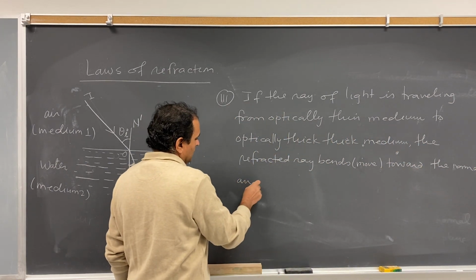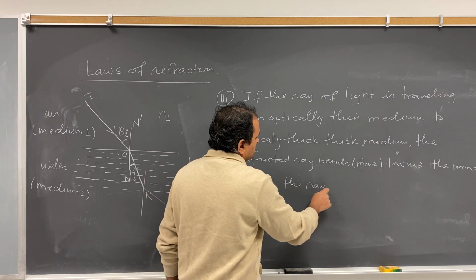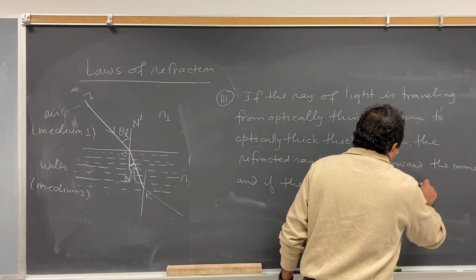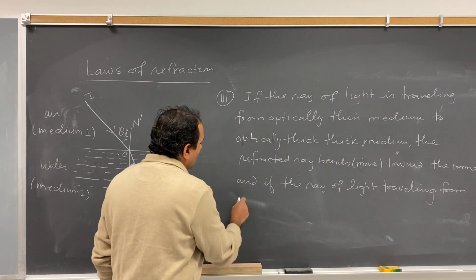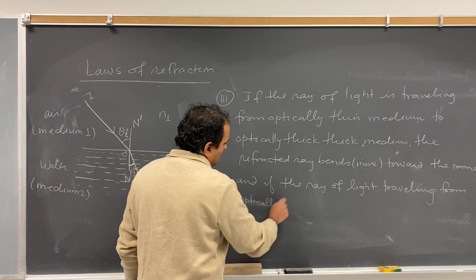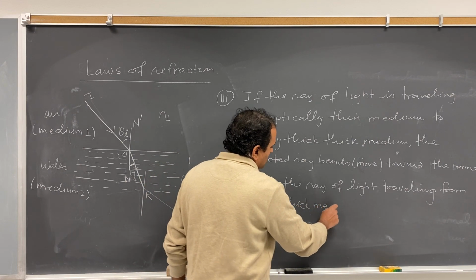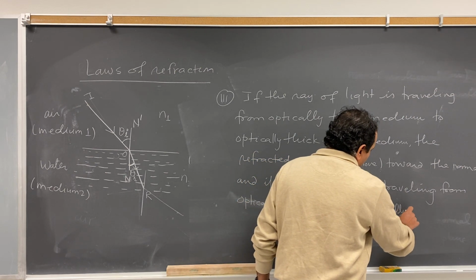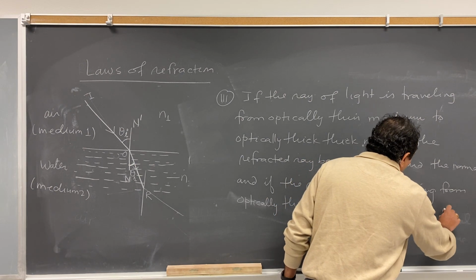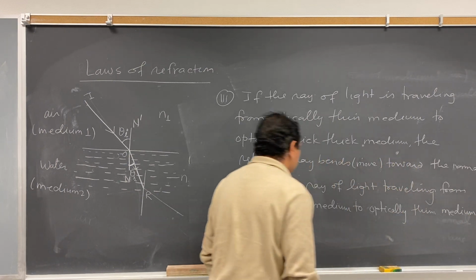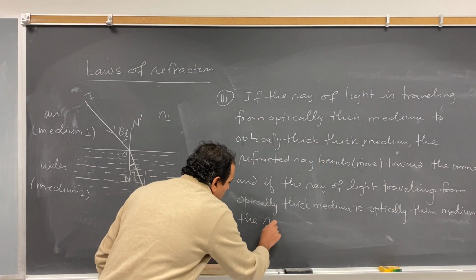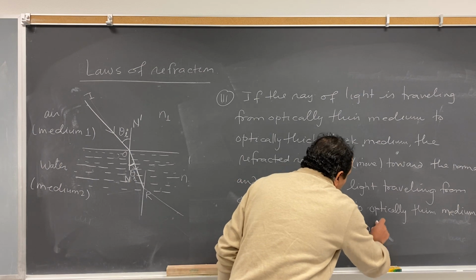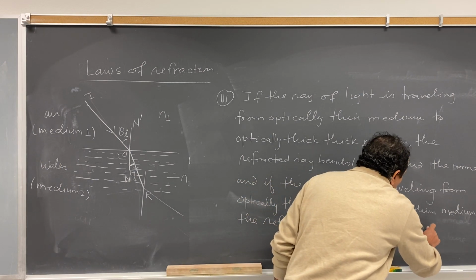And if the ray of light is traveling from optically thick medium to optically thin medium, the refracted ray bends, or you can say moves, away from the normal.